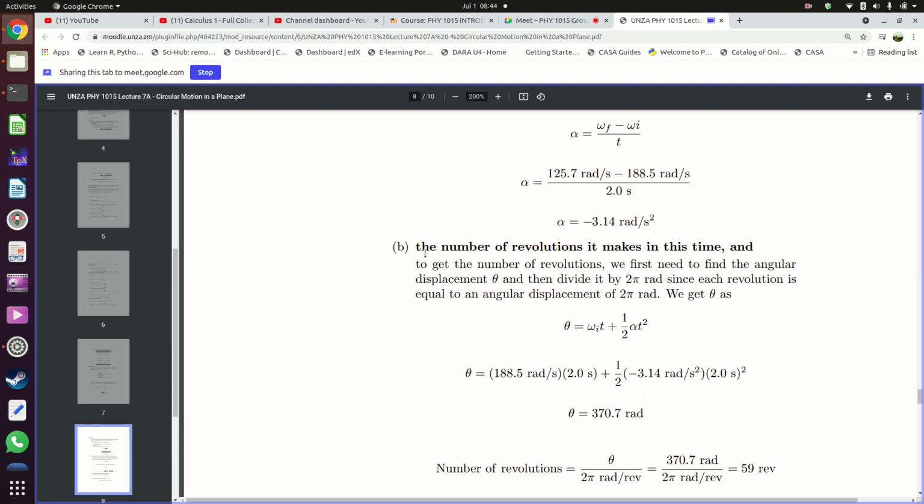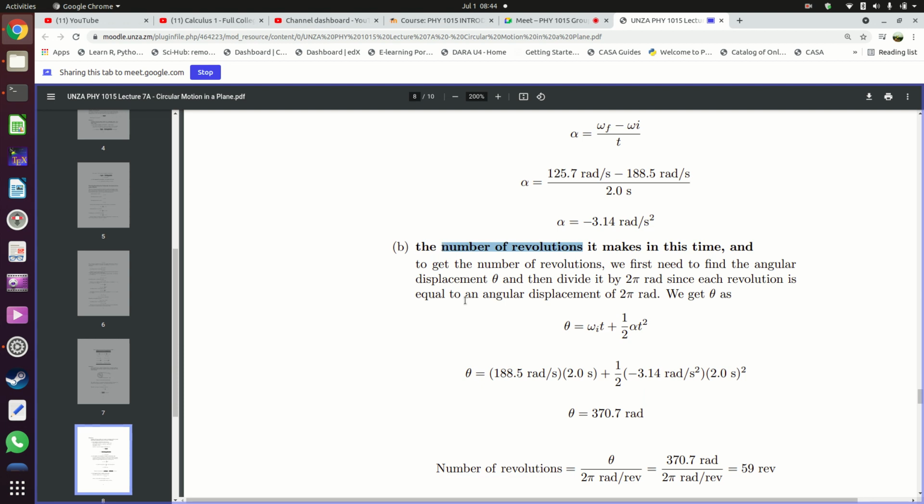So similar here, the number of revolutions. I need to make an edit to this before I do the other classes then. The number of revolutions it makes in this time. So we can also work out how many revolutions have been done in this time. The number of revolutions, which is how many times something goes around in a circle, is a measure of angular displacement.